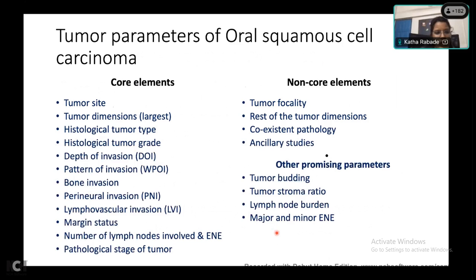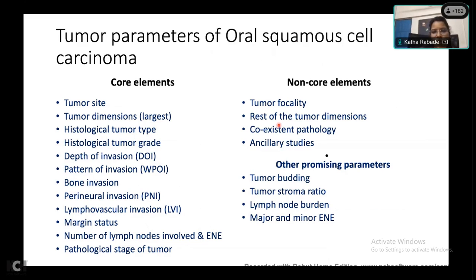So the core elements in oral squamous cell carcinoma, which is the commonest cancer of the head neck region, include tumor site, tumor dimension, tumor histologic type, histologic tumor grade, depth of invasion, pattern of invasion, bone invasion, perineural invasion, lymphovascular invasion, margin status, number of lymph nodes involved, extranodal extension, and pathologic stage of the tumor.